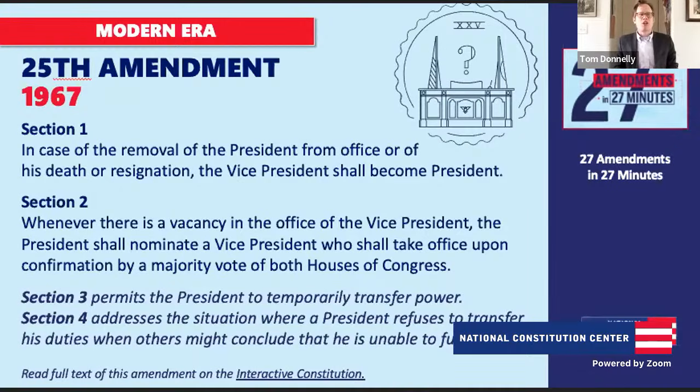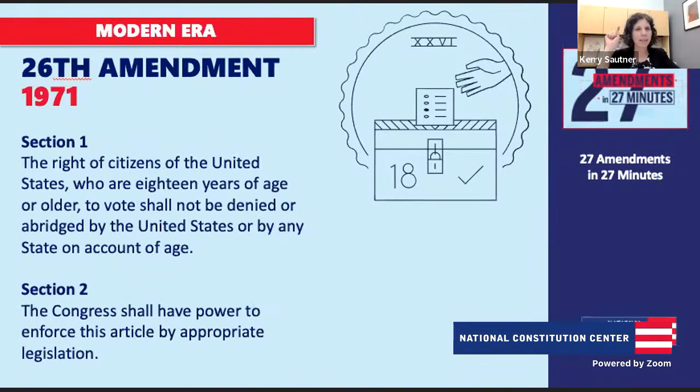Finally, Section 4 deals with the problem of what if a president is incapacitated in a way but doesn't recognize it themselves? It provides a mechanism for members of government to get that president temporarily removed from office to avoid that problem. And the 26th Amendment is the fastest amendment. I love these two because they go opposite of each other, these last two.